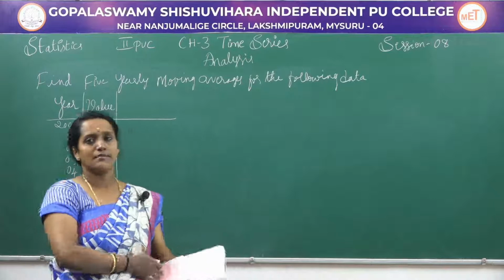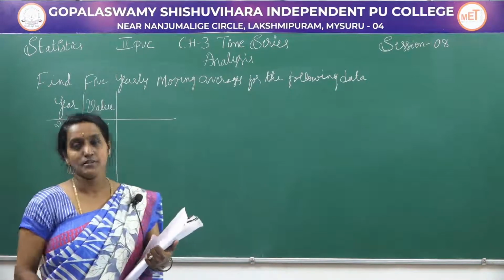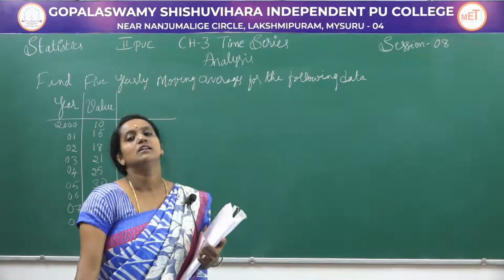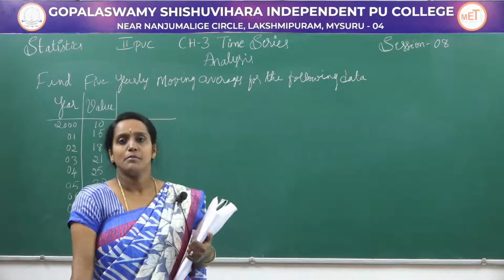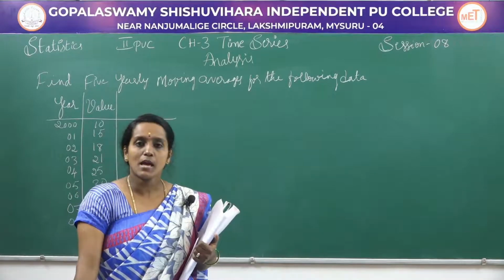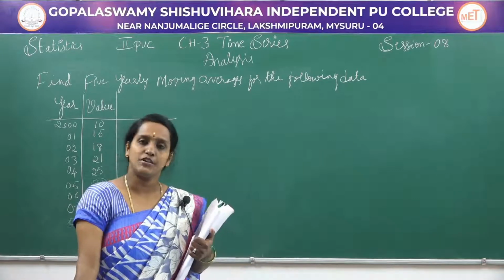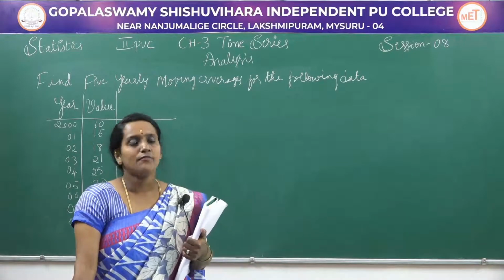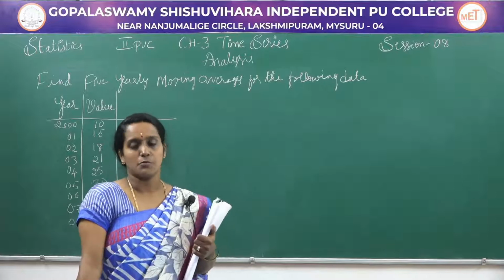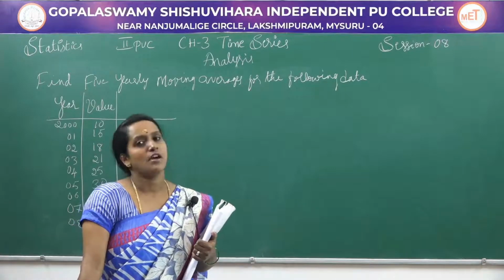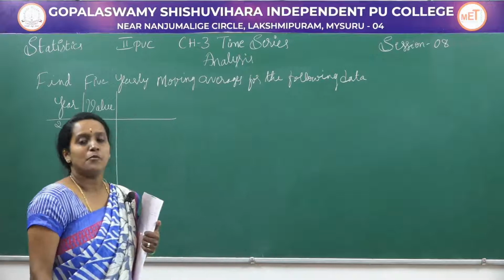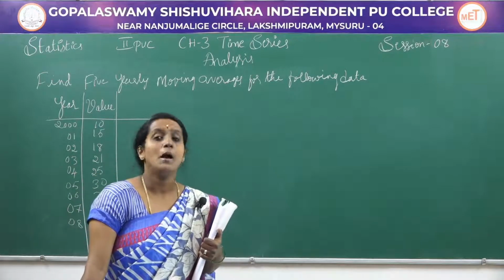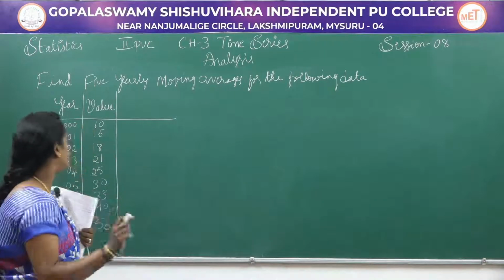Last class we discussed 3-yearly moving averages. There we added 3 numbers and divided by 3 because we were taking averages. The same procedure we follow for 5-yearly also. Here we will add 5 numbers, then divide by 5. The procedure is the same, and as usual the position will be in the middle of the values.